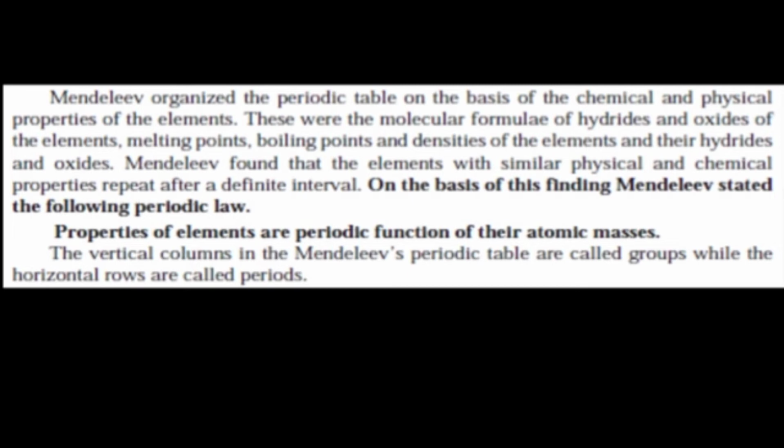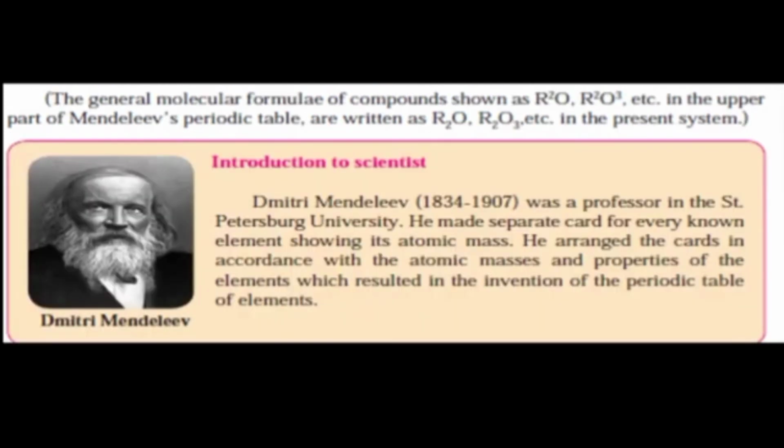Mendeleev's periodic law stated that the properties of the elements are a periodic function of their atomic masses. The vertical columns in Mendeleev's periodic table were called groups, while the horizontal rows were called periods.